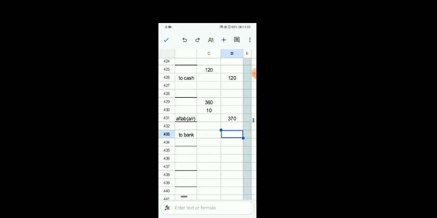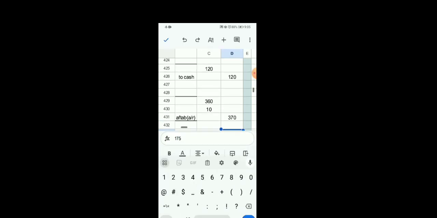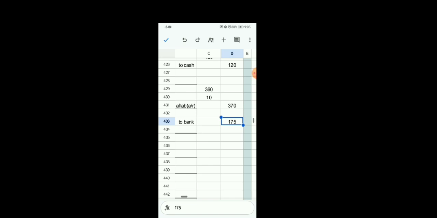Now let's see what was the amount of the check. That is mentioned 175, and this is the amount of the check. So you will write this 175 in front of bank, because the amount written on the check would be the amount which is going to be drawn from the bank. This means 175 is the amount with which your bank account would be decreased.